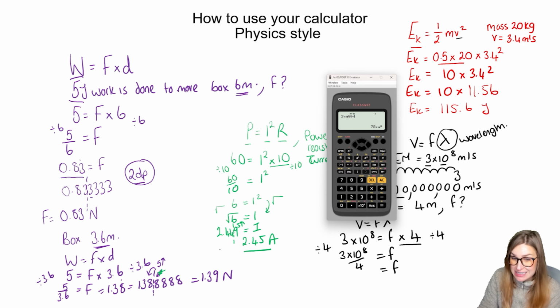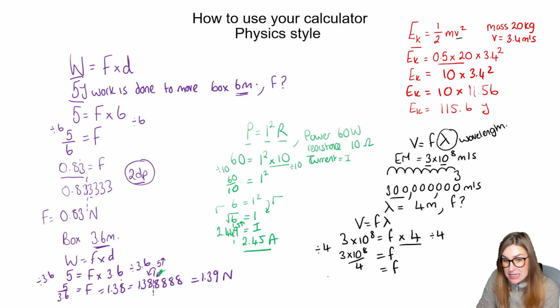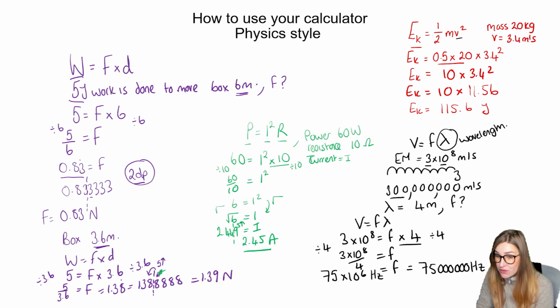So in my physics test, I can say the frequency is 75 times 10 to the power of 6, and frequency is always measured in hertz. Or I could have written the 75 with the 6 zeros, 1, 2, 3, 4, 5, 6, and the frequency is measured in hertz. Either one is fine. You will get full marks for both of them in your exam.